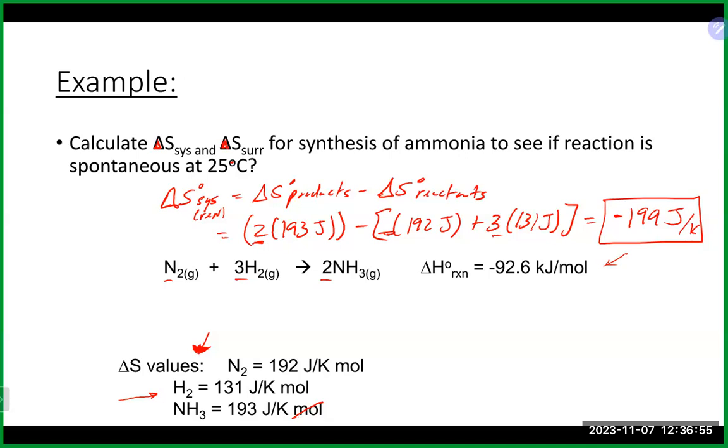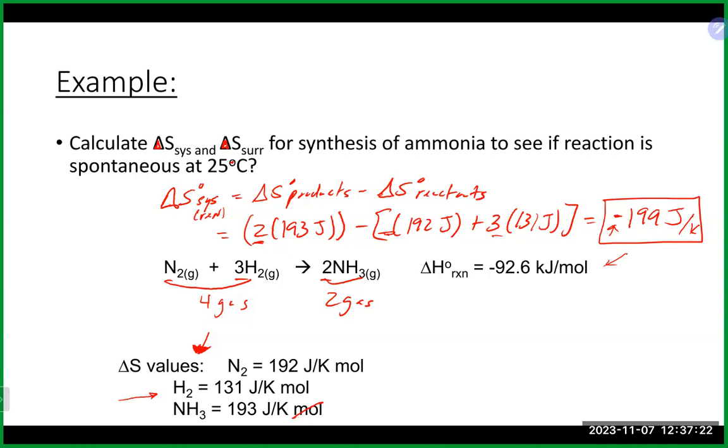Now, in this case, we could make this prediction by looking at the equation. We have 4 gas molecules here, right? We have 2 gas molecules here. So we're going from 4 gas molecules to 2, which means we are creating more order. And we would expect, once again, to have the negative value there, which we do in this particular case.